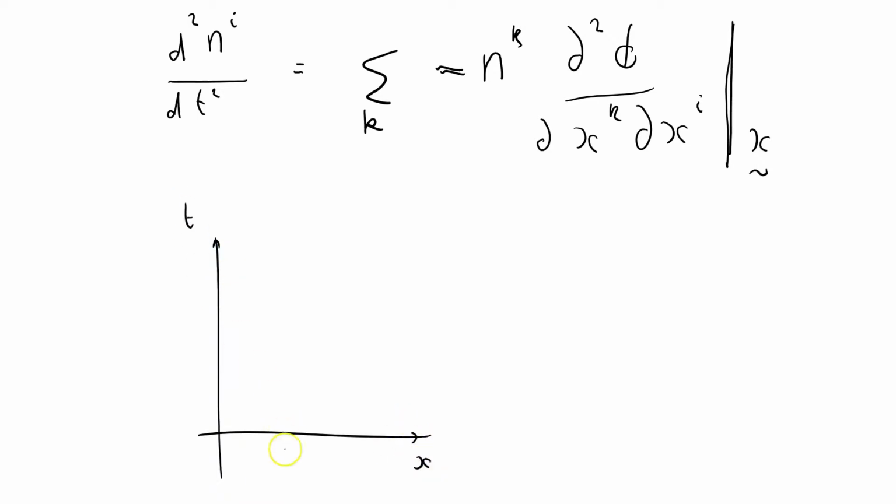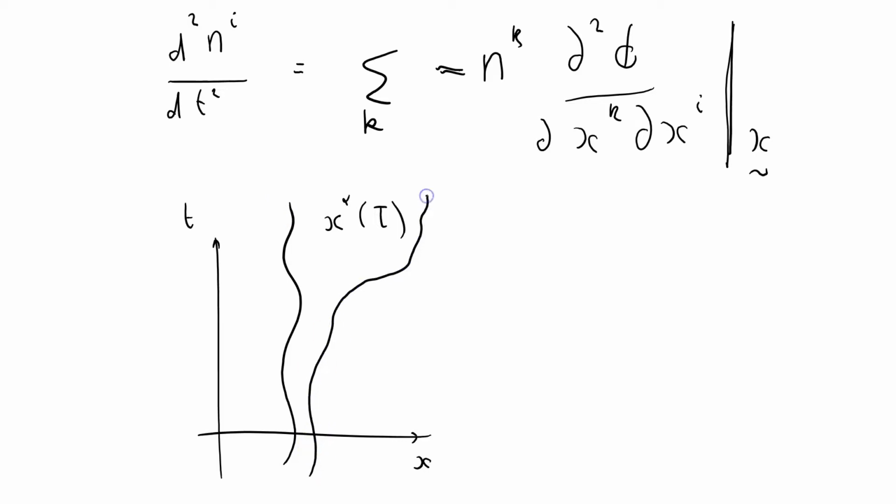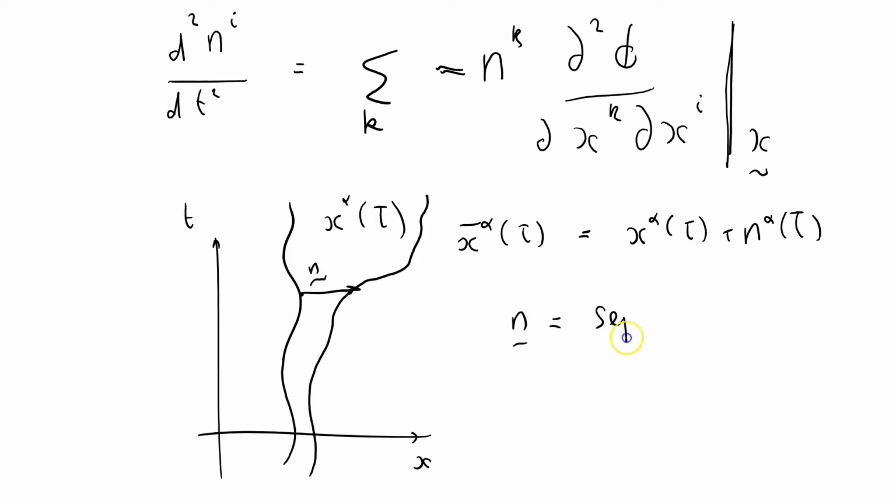There's space and there's time, and I've got a world line here, x alpha, let's say, indexed by proper time tau, as it cruises along some geodesic. And I've got another one here. I'm going to call it x bar alpha of tau, and that's going to equal x alpha of tau plus n alpha of tau. So n is the separation vector.